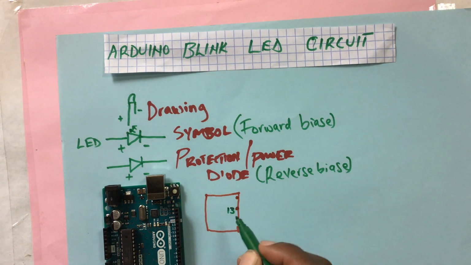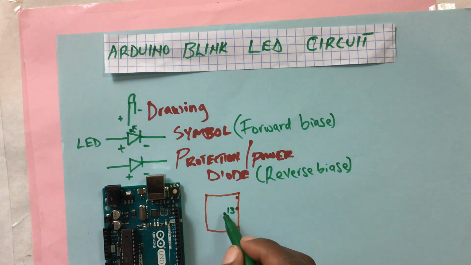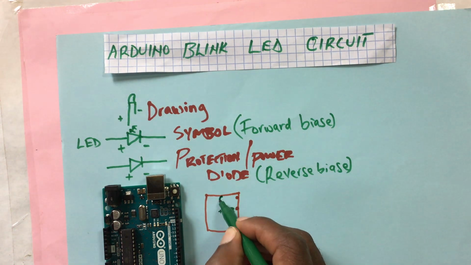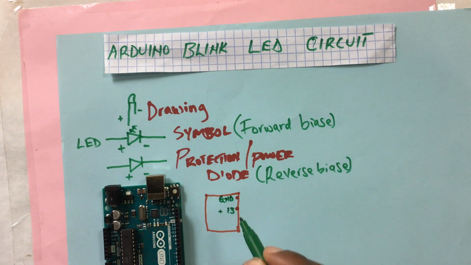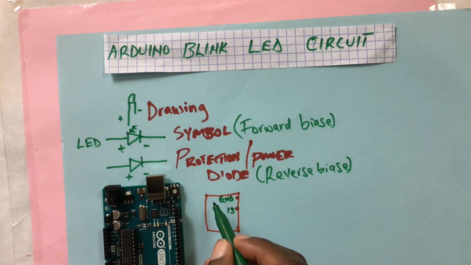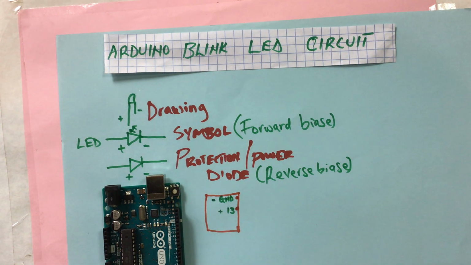The 13 pin will be the pin giving us the positive volts, along with our GND, and we will program it to give us voltage, cut the voltage, give voltage, cut the voltage. By doing that, we'll be able to blink our LED by giving and not giving the voltage. So those are the only two pins we're going to use. After putting it like that, we are going to the next part.